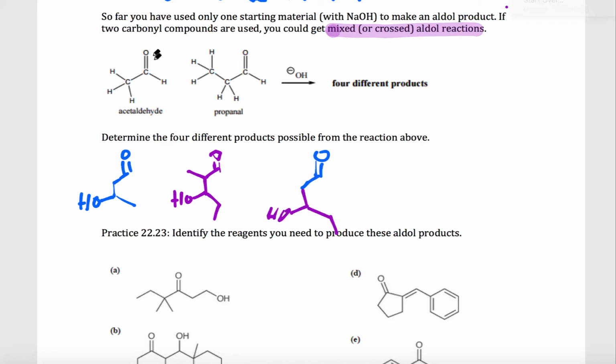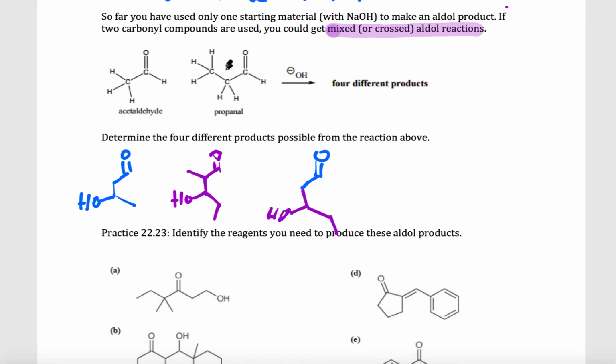All right, so here's my acetaldehyde with its two carbon unit right here, and the alpha carbon of one is attacking the carbonyl of my propanal, which has three carbons in it. So there's my aldol product in that situation where this is the nucleophile and this is the electrophile.